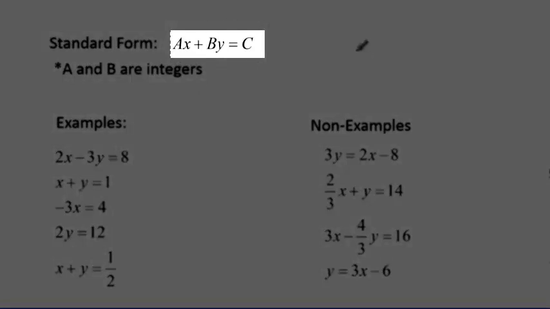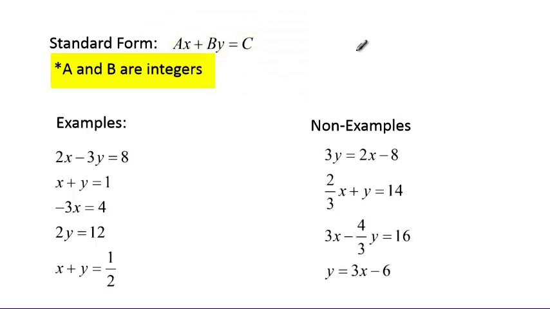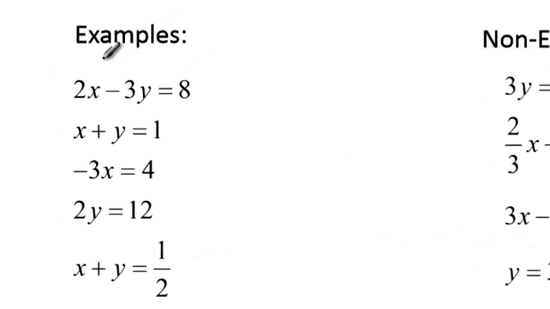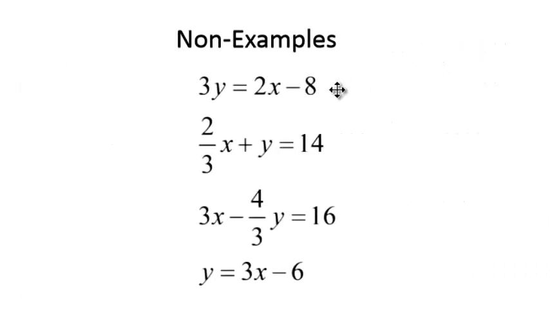Okay, so standard form, you can see this equation up here at the top. ax plus by equals c. And the stipulation is that a and b have to be integers. So on the left side here of your screen, I have some examples of standard form. Notice that in each of these equations, a and b, which in this case would be the 2 and the 3, -3, or in this case they're both 1s. In this one there's no y term, so b is 0. In this one there's no x term, so a is 0. And the last one, c is a fraction. That's okay. But a and b are integers in all of these.